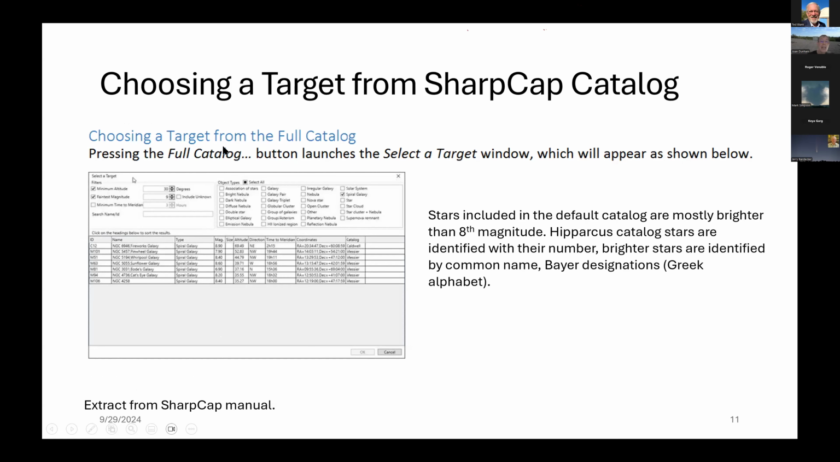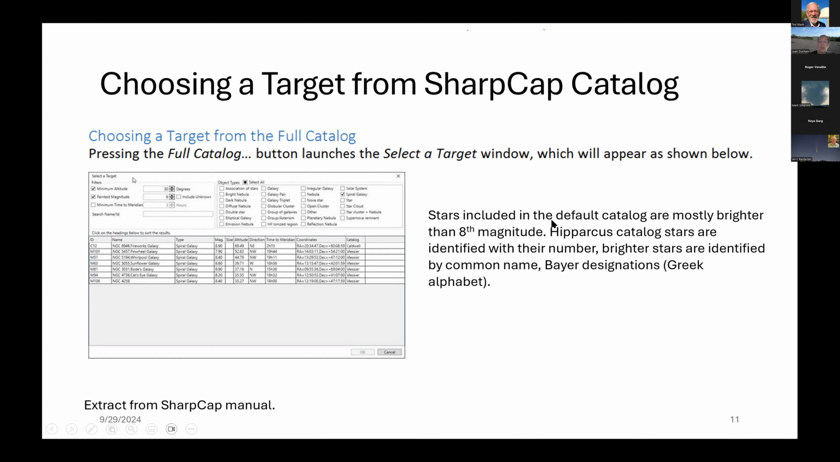To choose a target from the Sharpcap catalog, you use the full catalog button that launches the select a target window, which will appear like this. And of course, there's a huge number of things, but I'm only interested in stars. And then you give the name of the star you're searching for, or the HIP, I think, is another option.